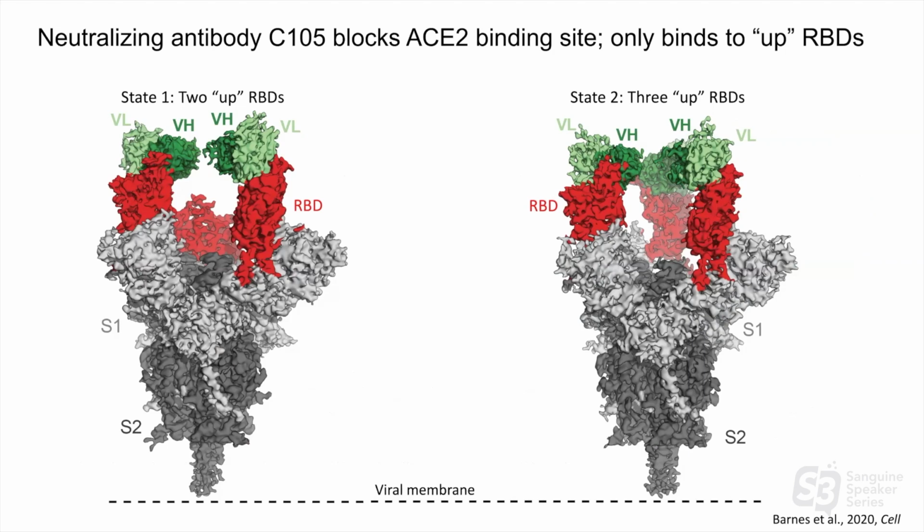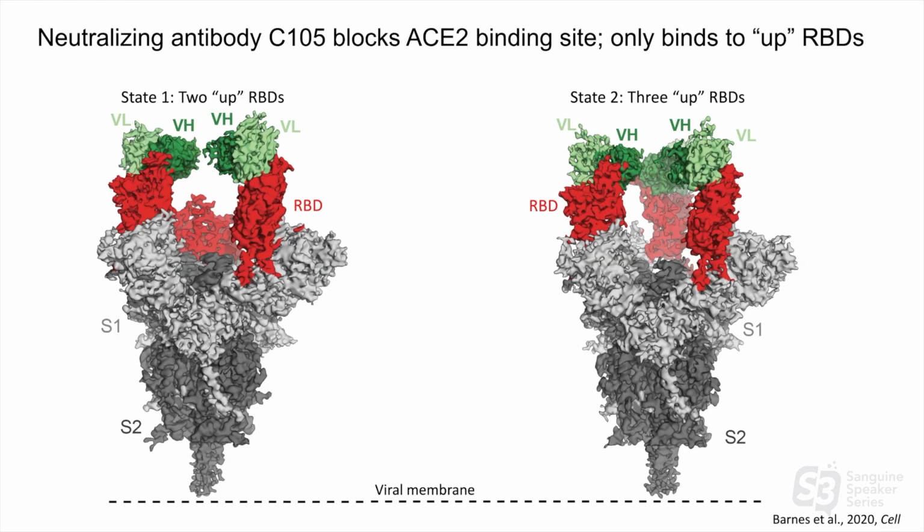The first one Christopher got a structure of was called C105. And in cryo-EM, as you may know, you can get multiple states in a single structure. So what Christopher found was what we called state one, where you had two fabs bound. We're only showing you the variable regions of the fabs here for clarity. Those are in green. And the RBDs are always going to be in red now. And the two fabs that were bound were both bound to up RBDs, and the other RBD was there, but it was in a down position. And then there was another state where there were three fabs bound, and they were only bound to up RBDs.